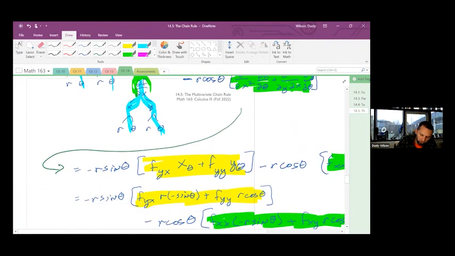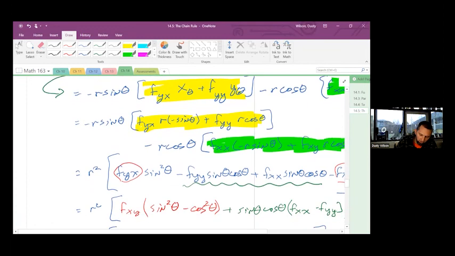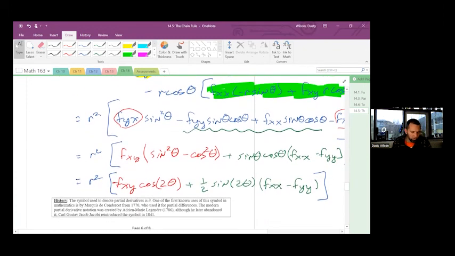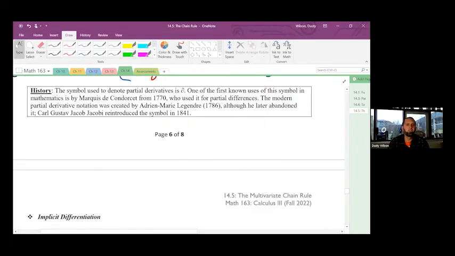And there was definitely a lot of writing involved. But at the end of the day, we found a relatively nice formula for the second partial of f with respect to theta. History. The symbol used to denote partial derivatives is this curvy d. One of the first known uses of this symbol in mathematics is by the Marquis de Condorcet in 1770, who used it for partial differences. The modern partial derivative notation was created by André-Marie Legendre in 1786, although he later abandoned it. Carl Gustav Jacob Jacobi reintroduced the symbol in 1841.